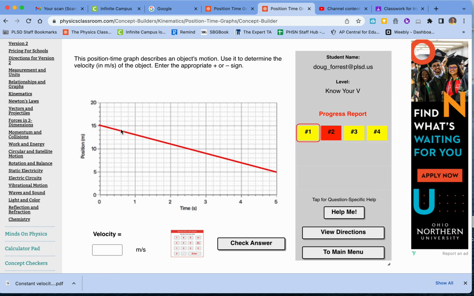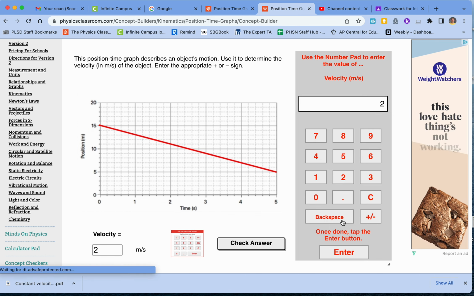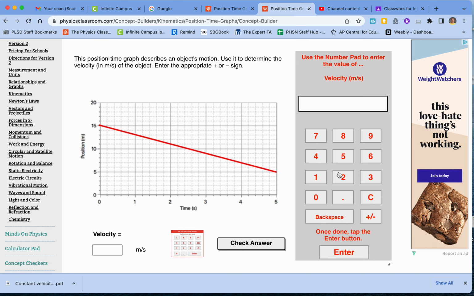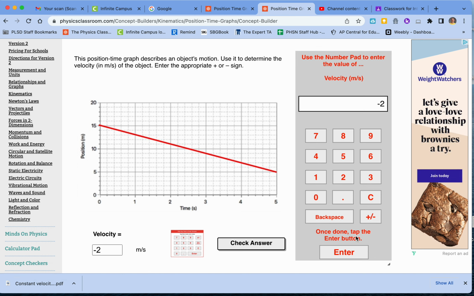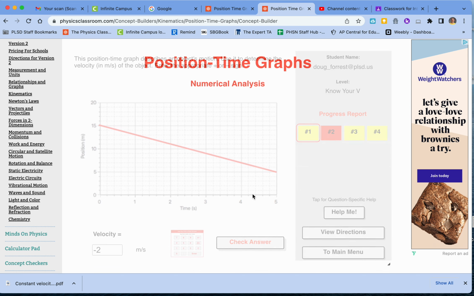So going back to this, it starts at 15 meters, ends at 5 meters. So my change in position is negative 10 meters. That's 5 minus 15 divided by 10 seconds. So this should be a negative 2 meters per second. I can't put the negative in first until I have the 2 in. So now I'm going to put negative. I'm going to enter that. Then I'm going to check my answer.